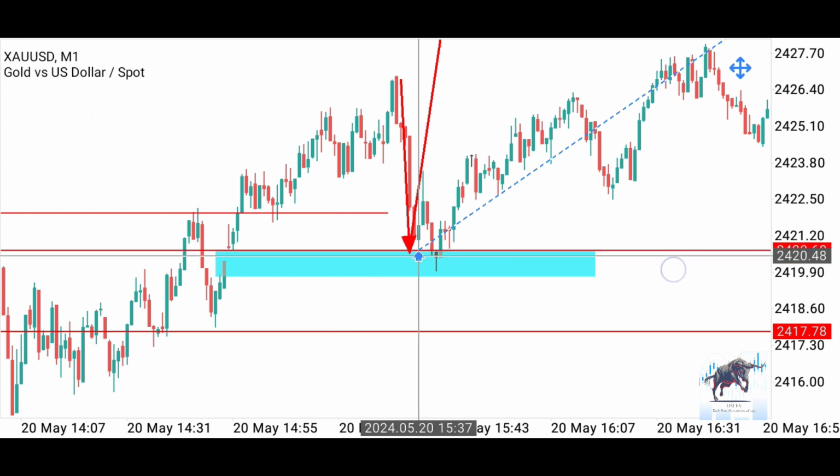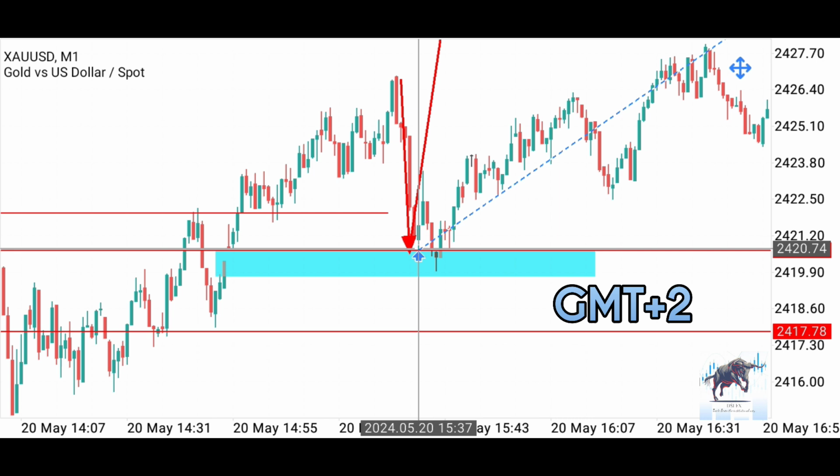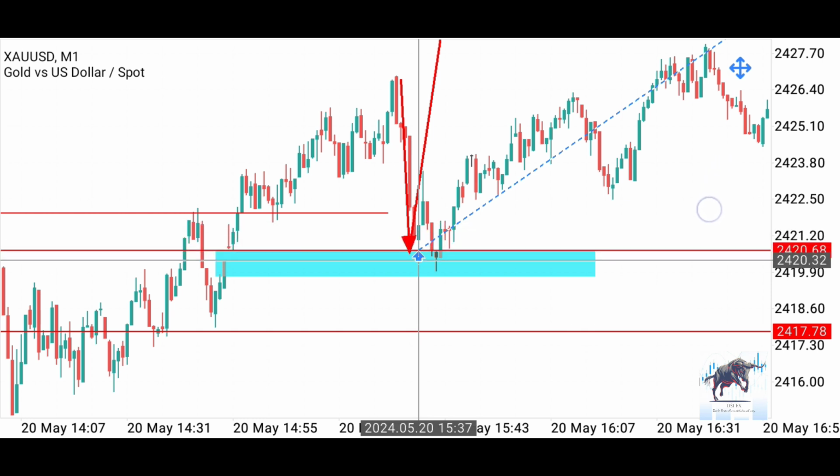What time was this? So this was using my local time, right? Using my local time, it was basically 5:37 p.m., right? But if I relate that to New York time, it would have been 11:37. So it's not the perfect of times, but it's right around that New York kill zone, and you can be a bit flexible, but don't be too flexible with taking trades outside of your kill zone.